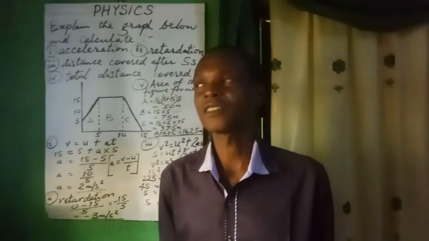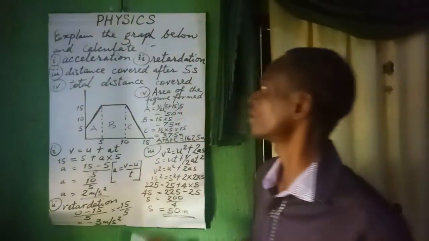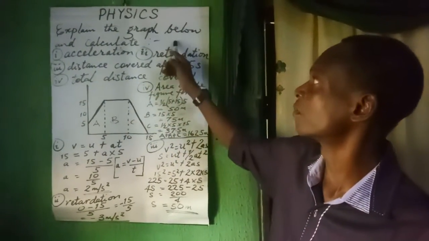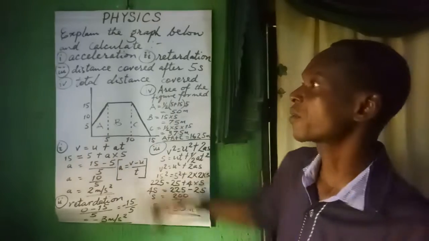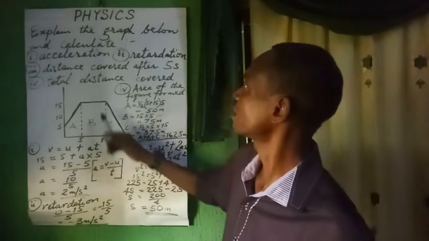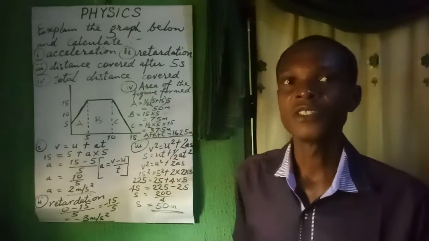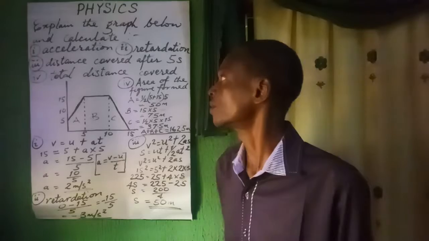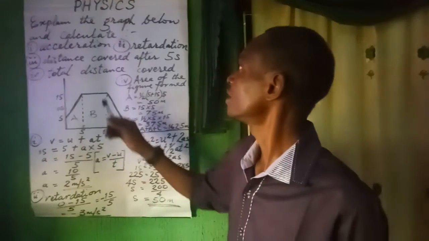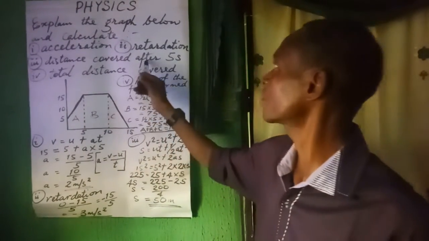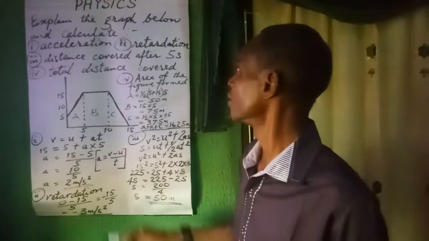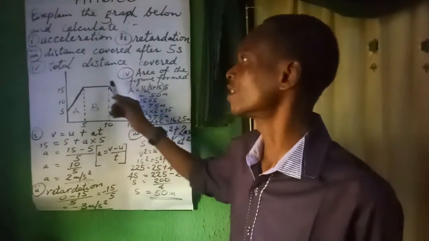Back to graphs. The question here says, explain the graph below and calculate 1. Acceleration, 2. Retardation, 3. Distance covered after 5 seconds, and 4. Total distance covered.